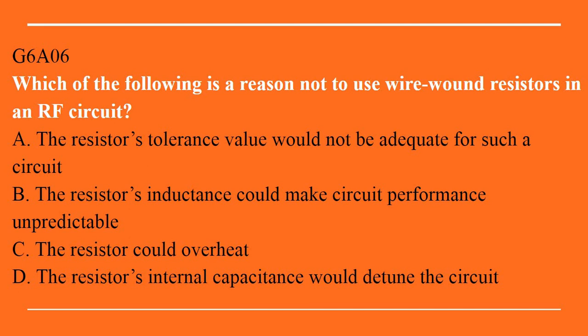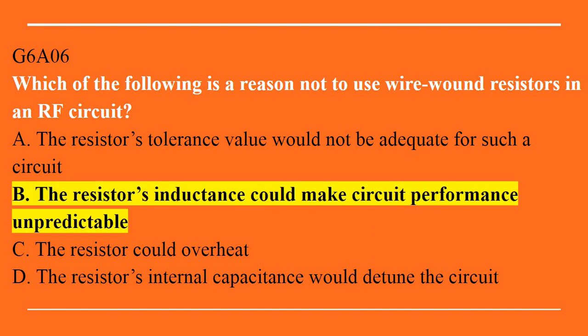G6A06, which of the following is a reason not to use wire-wound resistors in an RF circuit? A. The resistor's tolerance value would not be adequate for such a circuit. B. The resistor's inductance could make circuit performance unpredictable. C. The resistor could overheat. D. The resistor's internal capacitance would detune the circuit. Answer is B. The resistor's inductance could make circuit performance unpredictable.